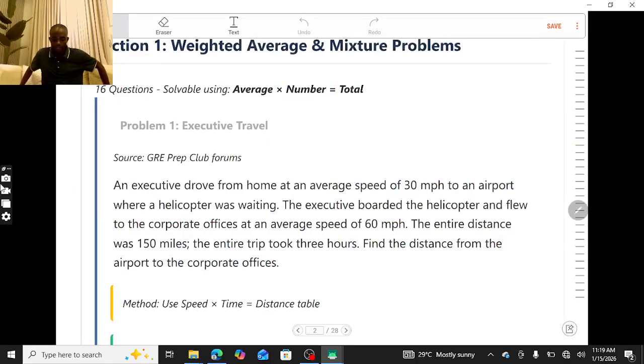Okay, so let's solve this question. An executive drove from home at an average speed of 30 mph, that is miles per hour, to an airport where a helicopter was waiting. The executive boarded the helicopter and flew to the corporate office at an average speed of 60 mph. The entire distance was 150 miles. The entire trip took 3 hours. Find the distance from the airport to the corporate office.